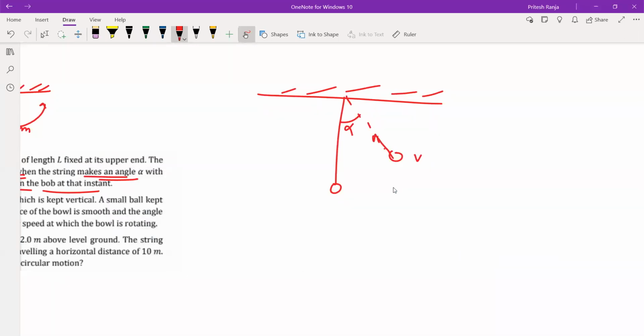So tension will act in this direction. There will be the weight, that is mg, and this will be mg cos alpha. So from here, what can we conclude about the tension? What will the tension be at this point?